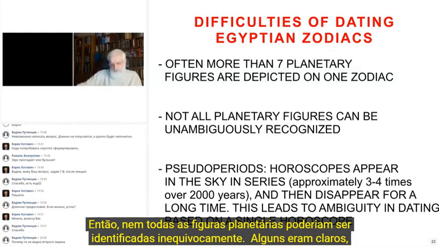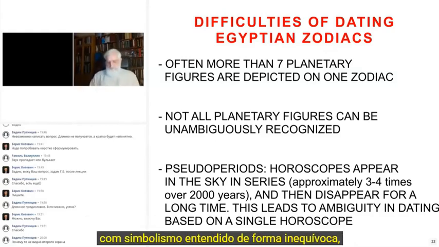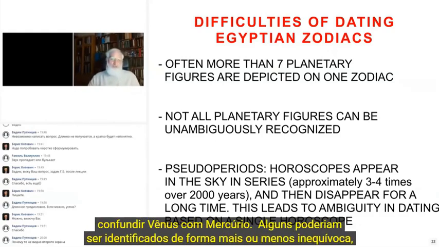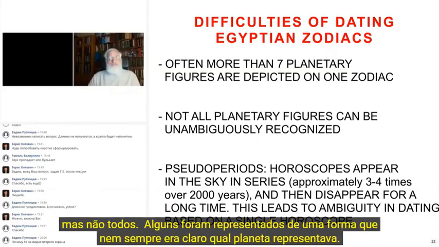Some were clear, with symbolism that was understood unequivocally, such as Saturn, for example, and Venus, although Egyptologists managed to confuse Venus with Mercury. Some could be identified more or less unambiguously, but not all. Some were depicted in a way that wasn't always clear which planet it represented.